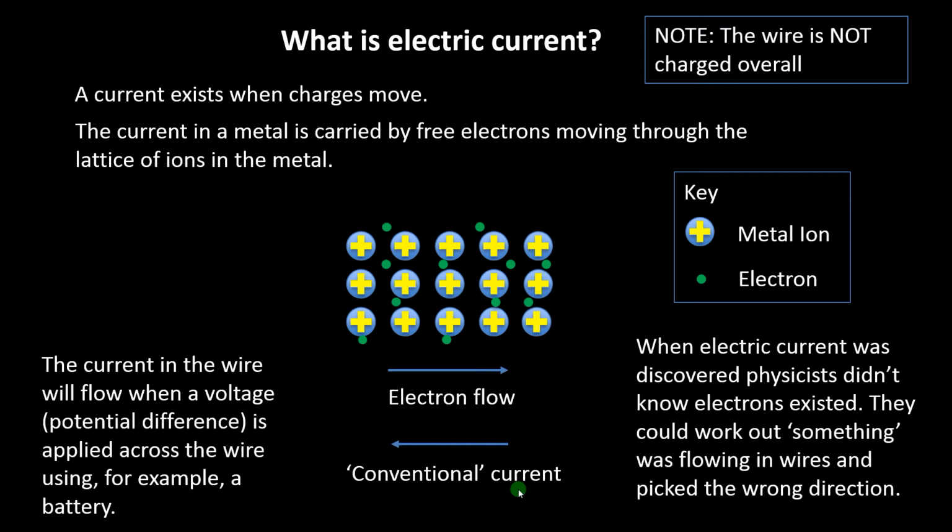So if the charge on the metal ion was +2, then there would be 2 electrons in the wire to balance that out for each metal ion. If the charge on the metal ion was +1, there would be 1 free electron in the metal wire to balance that out. So there's no overall charge on the wire. The only reason there's a current is because the electrons are flowing in that wire.